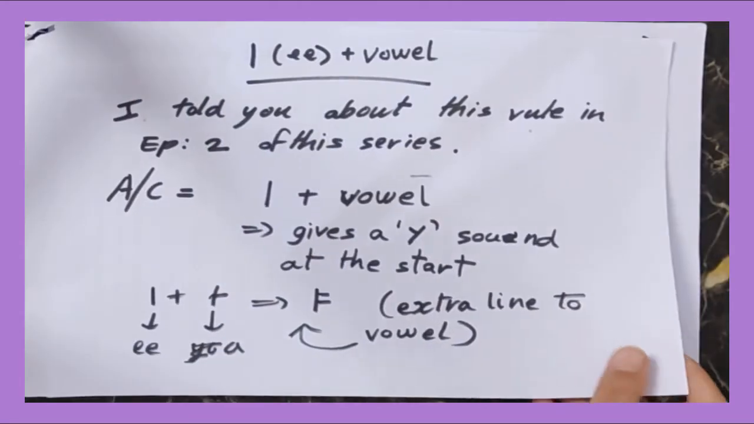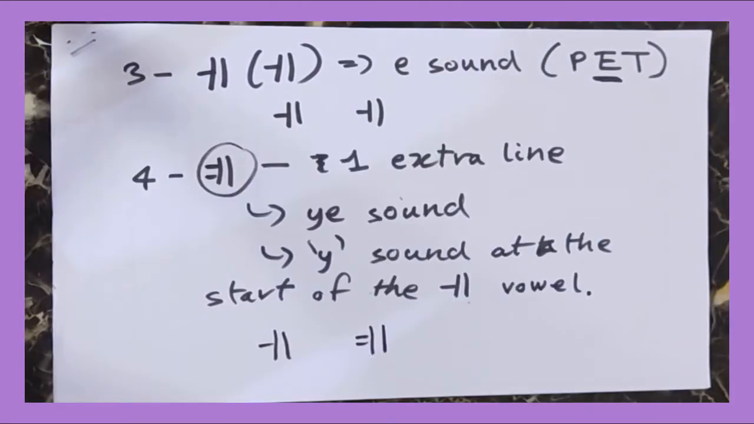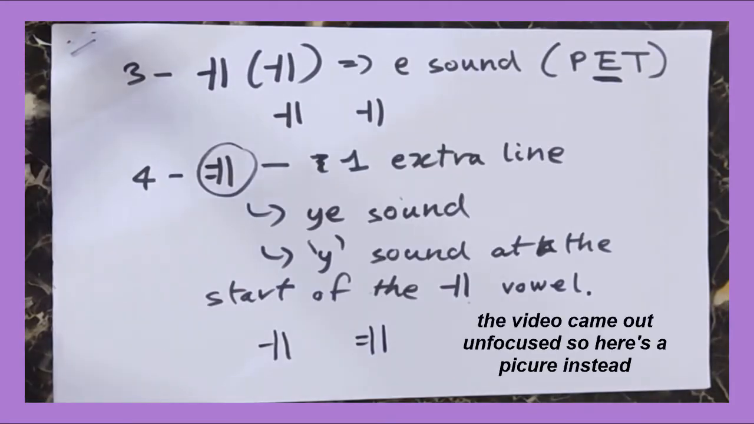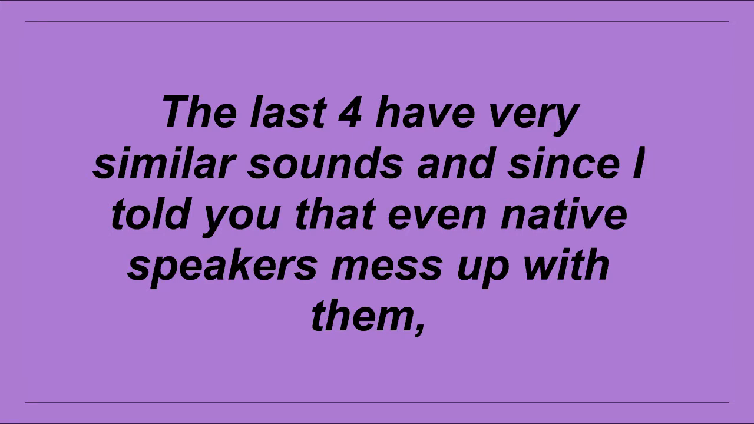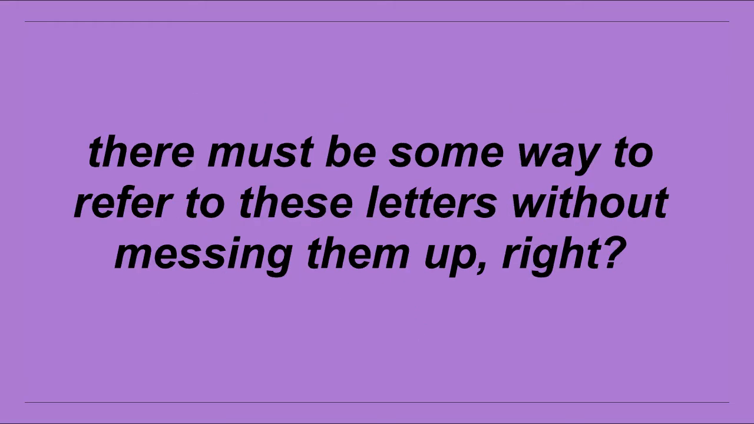So the fourth one, as you might have guessed already, is ye, which is E plus A. And when we say them really fast, we get ye. So the last 4 vowels or vowel combinations have very similar sounds, and since I told you that even native Korean speakers mess up with them, there must be a way to differ those letters without messing them up, right?